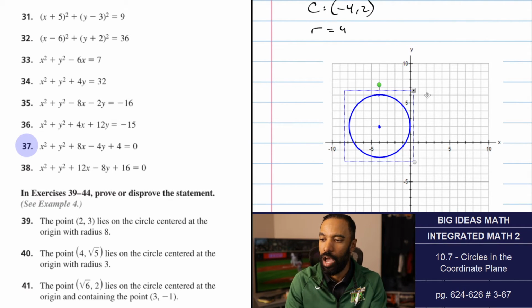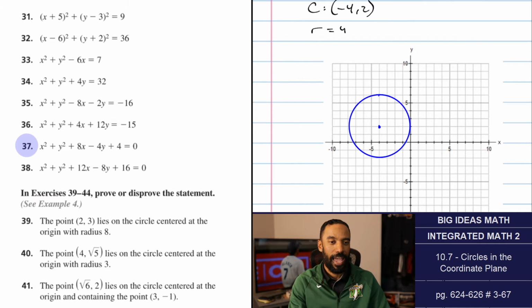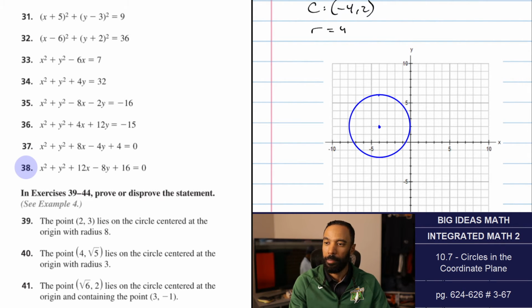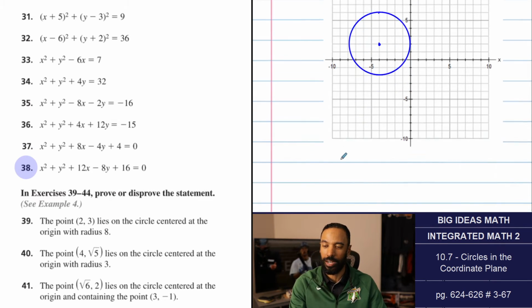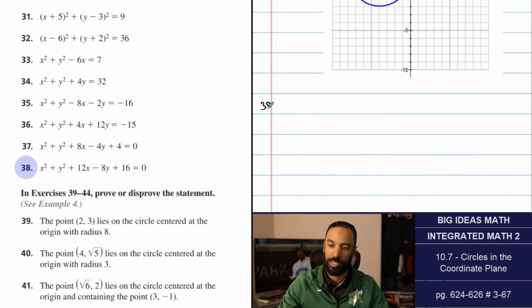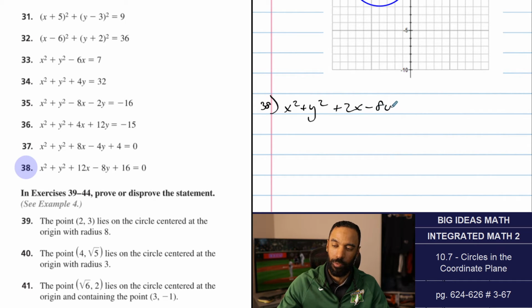That's okay. All right, number 38, last one in this set. I'm kind of hoping for more of these if they're short enough. These ones probably average 2 to 3 minutes each. x squared plus y squared plus 12x minus 8y plus 16 equals 0.